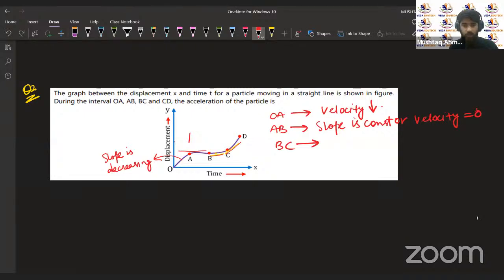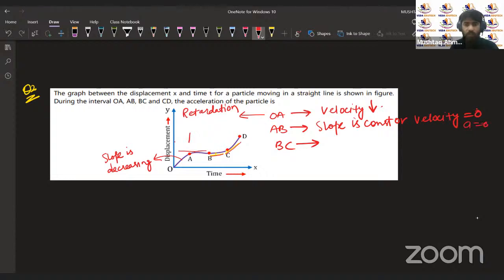Or we can say that here in this case, from O to A, the velocity was decreasing. It means that we can conclude that the acceleration is a retardation, right? And between A to B, the velocity is 0, right? It means the particle is at rest. Or we can say acceleration is also 0, right? Here acceleration is equal to 0.